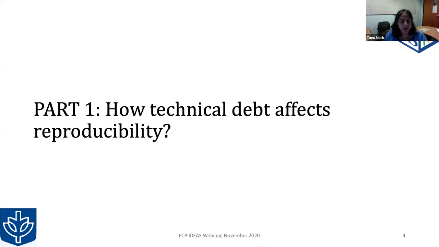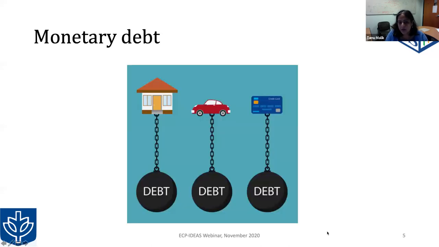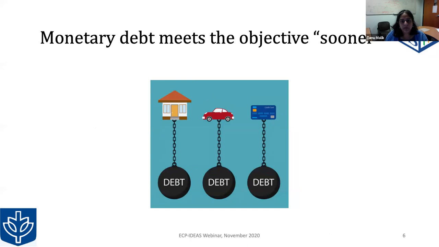So part one, how technical debt affects reproducibility. We are all familiar with monetary debt, especially on commodities such as the house, the car, the credit card. What is monetary debt? It is something that we are borrowing, a fixed amount of money that we are borrowing to purchase these commodities. Now, what does borrowing help us with? Well, it helps us get this commodity faster or sooner, right? And so we like this fact that we can get this commodity sooner.